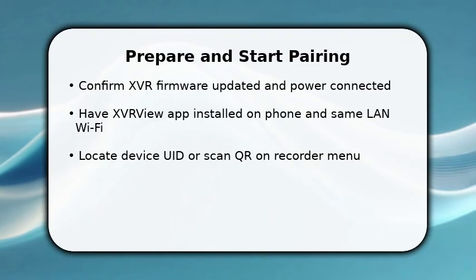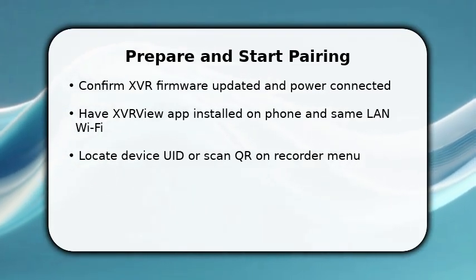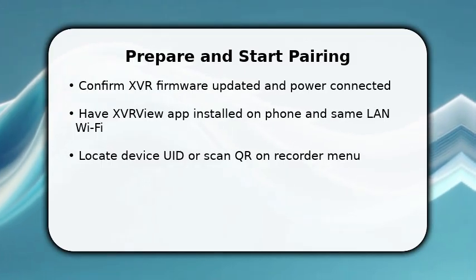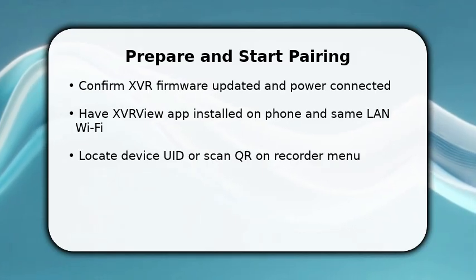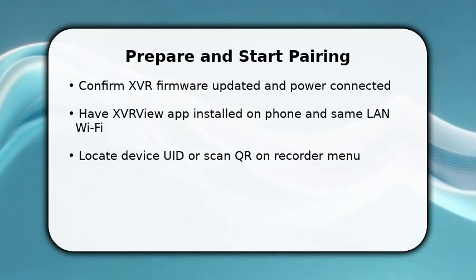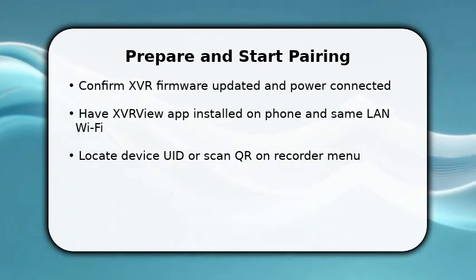You start by confirming the recorder is powered and running the latest firmware. This reduces handshake failures. Open the Xvrview app on your phone while both phone and recorder share the same Wi-Fi subnet. Then navigate to the recorder's network or system menu and copy the device UID or scan its QR code.